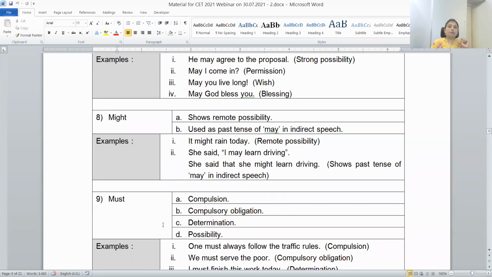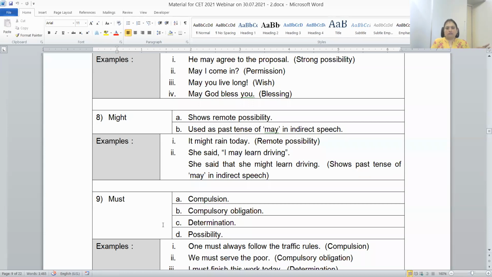Might. Now children, might, very important function, remote possibility. Children, whenever you use the word might, the most common function is remote possibility. Now children, what do you mean by remote possibility? See, when you are least sure of something, least means, see, strong possibility means you are very confident that this will happen. And might means you're not very, very sure. You're least sure.